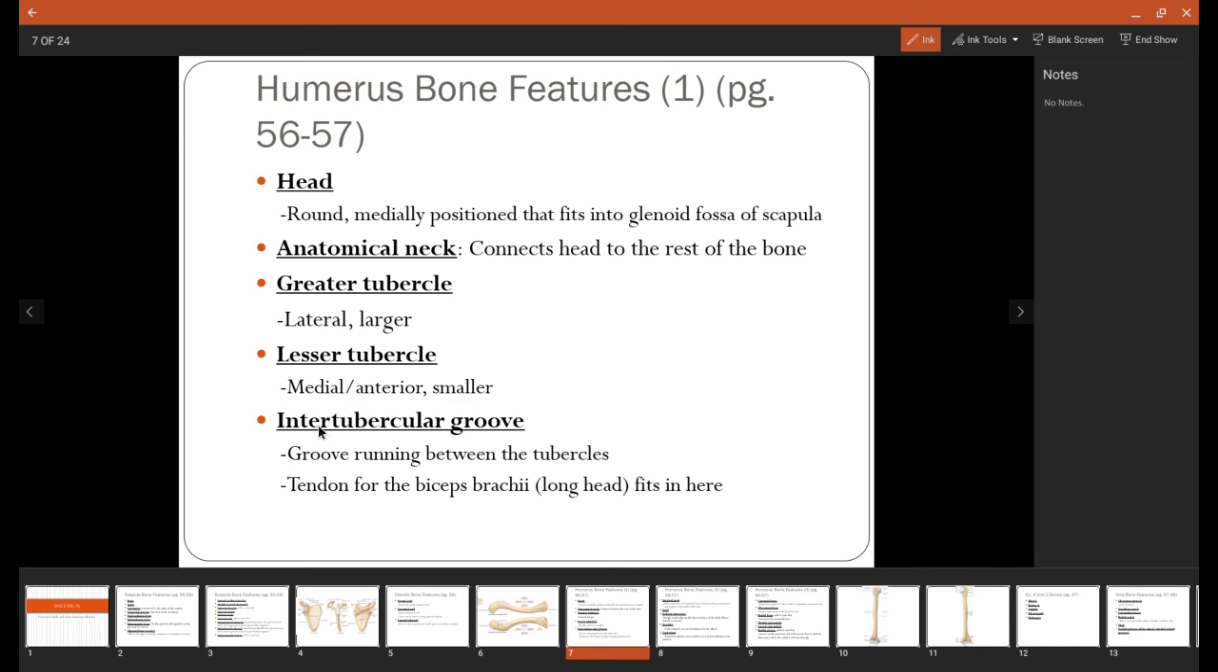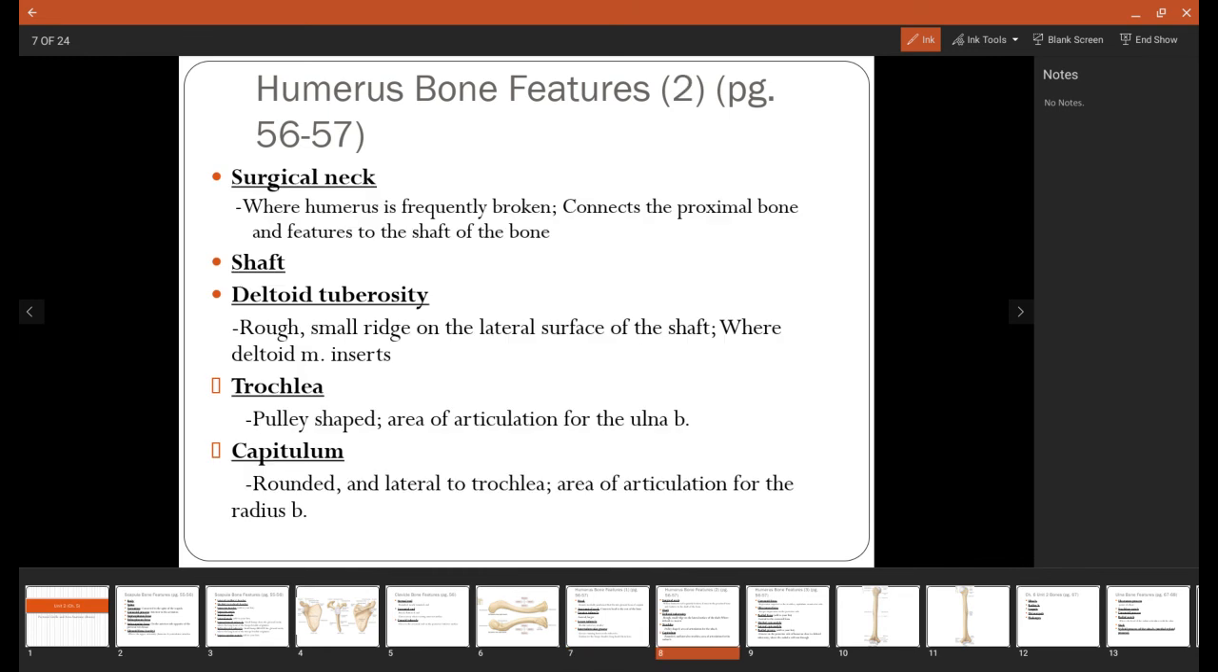We also have a structure called the intertubercular groove or sulcus. This is a groove that's going to be running between the lesser and greater tubercle on the anterior side. And so when we talk about muscles later on, the biceps brachii long head, the tendon for it, is going to slide through this groove. The surgical neck is going to be connecting most of the structures we just talked about: both the tubercles, the head, and the anatomical neck, to the shaft of the bone. It's called the surgical neck, and it gets its name because with the humerus, a lot of times, this is where it's broken. The shaft is just going to be the long, slender middle portion.